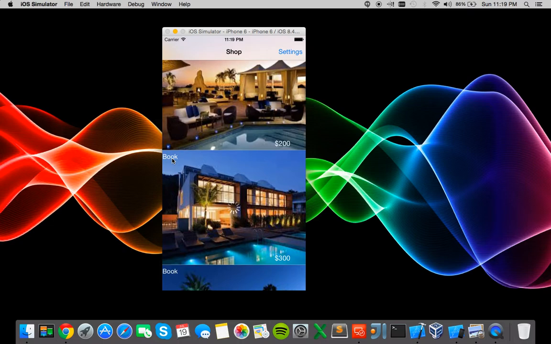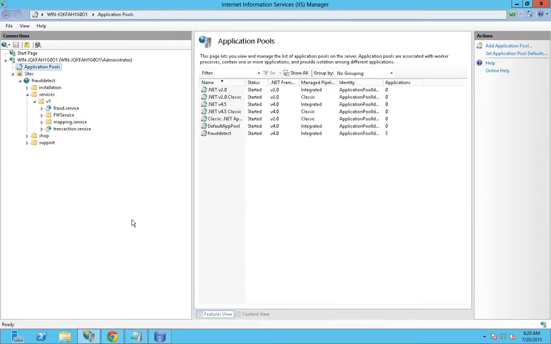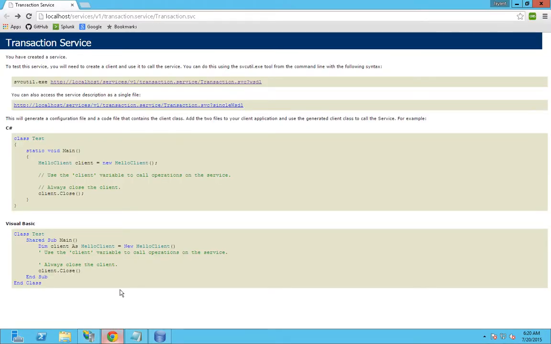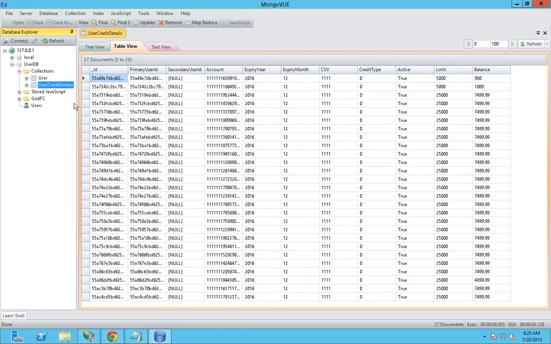The middle tier is hosted on AWS, Amazon Web Services. These middle tier services are REST services which authorize these transactions. Here we have the transaction service which validates the transaction, verifies if the credit card details are valid, the user is valid, and if there is enough money on the card to authorize a transaction. The user information is stored in MongoDB.